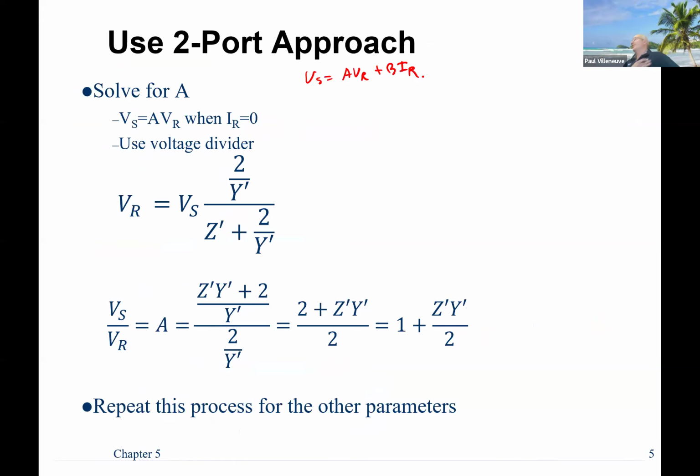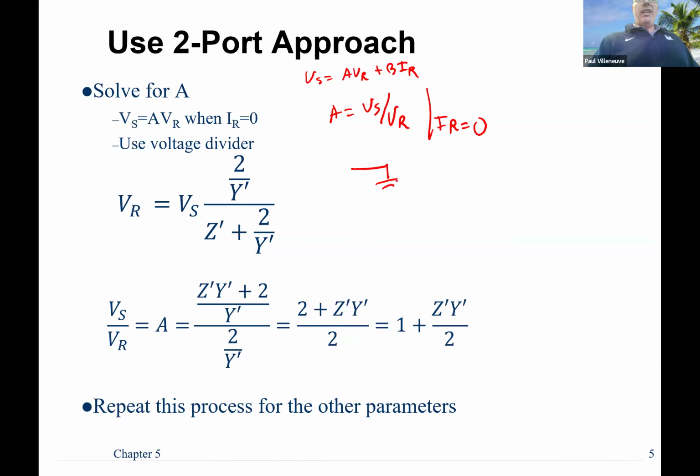Remember what we talked about for linear systems? If you can find any coefficient for any operating point, because it's a linear system that's always valid, how can I solve for A? Well, A equals VS divided by VR when IR equals 0, right? There's no B term. I mean, there is a B term, but it's multiplied by 0, so it's completely gone. So if I calculate the circuit, VS over VR when IR equals 0, then I can solve for A. IR equals 0 means under no load conditions.